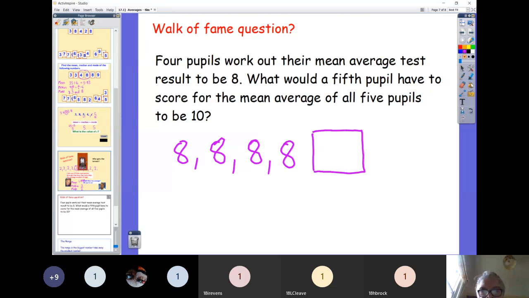So I'm just going to give you a bit of time to think about it. Think about how you're going to work out the mean average when there are 5 people there. What must this number here be so that when you work out the mean average, you actually get a mean average of 10? If anybody thinks they know what the answer is or they've worked it out, do feel free to unmute and let us know what you think. I'm just going to give everybody a little bit of thinking space.